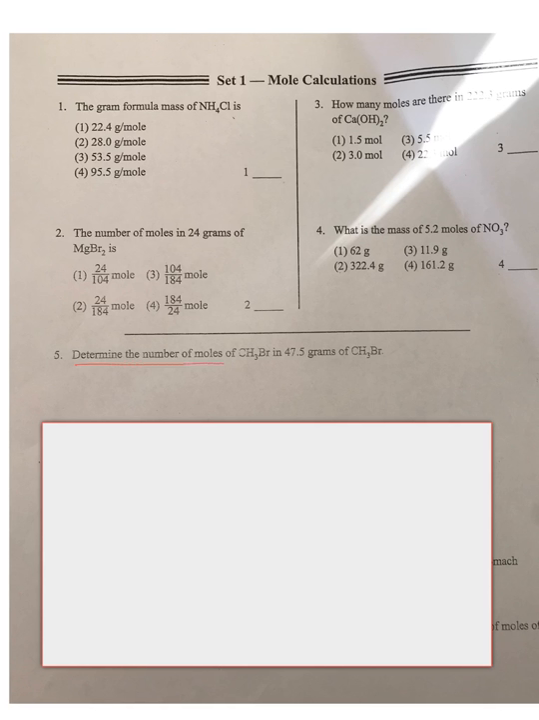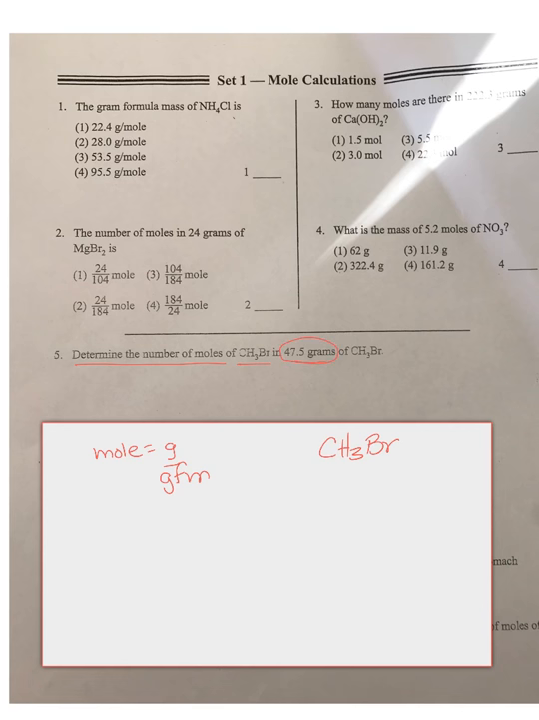Determine the number of moles. Again, write down your formula. Moles equals grams over gram formula mass. Here they gave us the formula of CH3Br. CH3Br, I'm going to find the gram formula mass of that in a little while, in 47.5 grams.